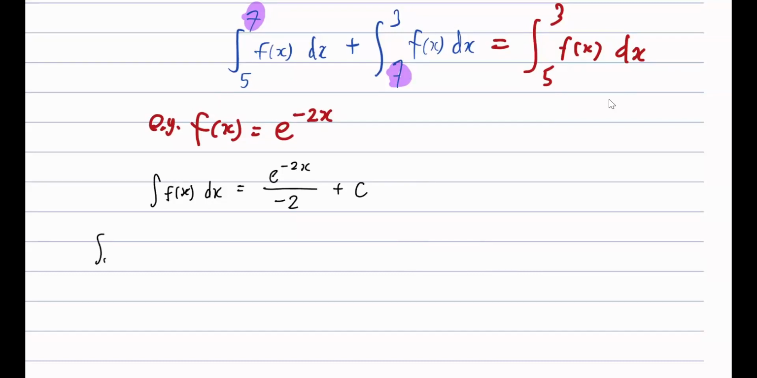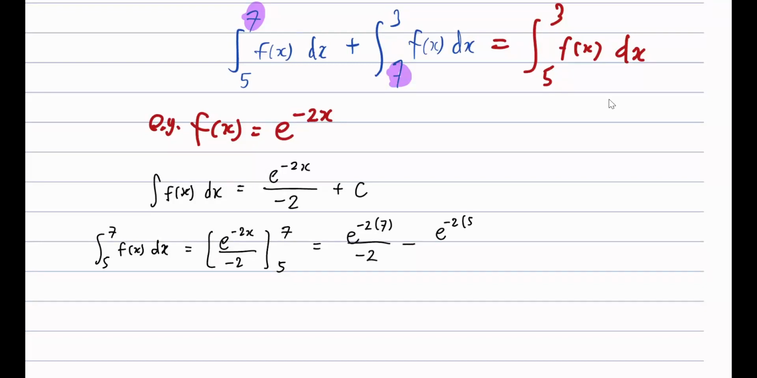Let's see what happens. Integrate from 5 to 7 of f(x) dx, where f(x) happens to be e power -2x. Well, that just means we sub in the upper and lower limit. Sub in 7, sub in 5. What is this equal to? e power -2 times 7 over -2, minus e power -2 times 5 over -2. Okay, I'll leave it. I won't try to simplify.